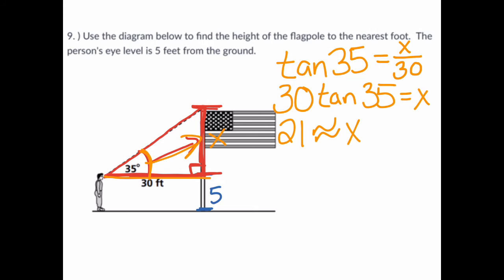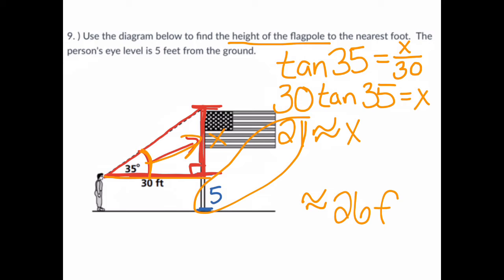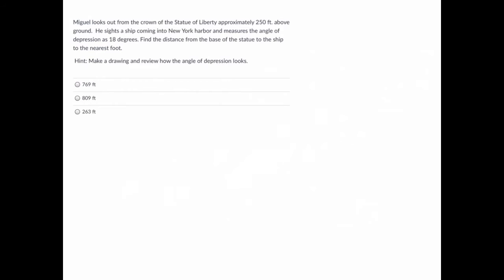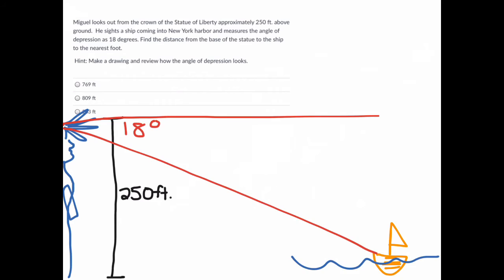And what we get is that the opposite side of the triangle here is approximately 21 feet. But we do need to remember that it's asking us the height of the entire flagpole, which is 21 feet plus 5 feet. So our answer would be approximately 26 feet high. And then our last one says, Miguel looks out from the crown of the Statue of Liberty, approximately 250 feet above the ground. He sights a ship coming into New York Harbor and measures the angle of depression as 18 degrees. Find the distance from the base of the statue to the ship to the nearest foot.